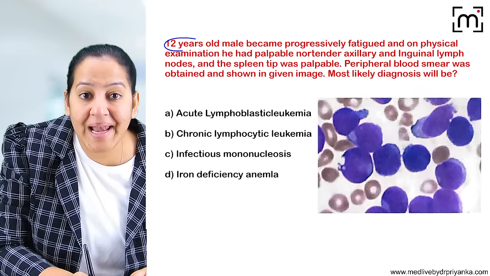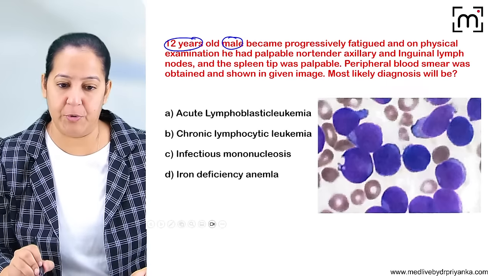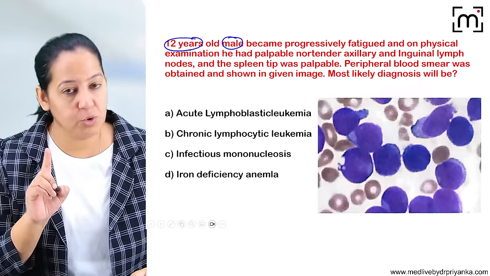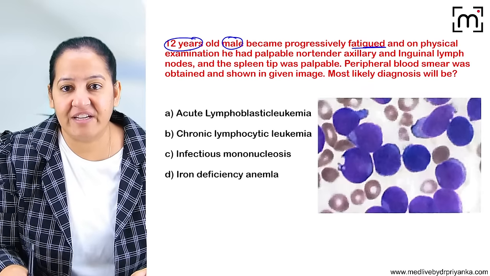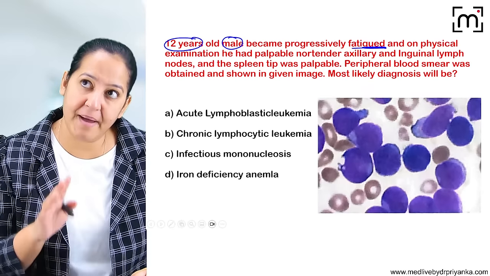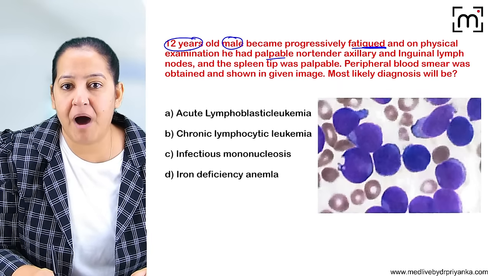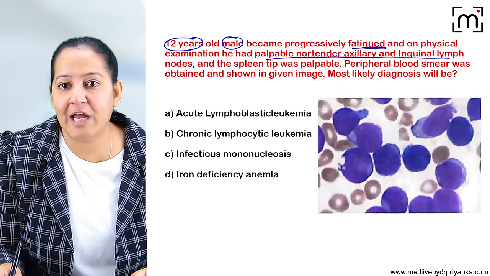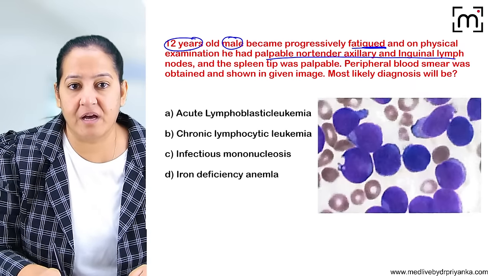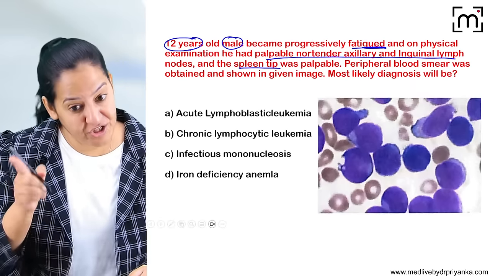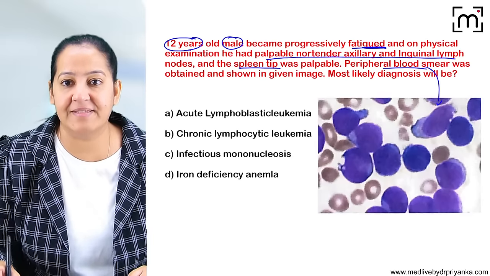See the age. 12-year-old male. Age is important. Gender is important. So we are talking about a child. A male child having fatigue. Fatigue means anemia. So imagine a 12-year-old child having anemia. On physical examination, there is palpable axillary and inguinal lymphadenopathy. So the lymph nodes are enlarged. The spleen is also palpable. So the patient has splenomegaly and lymphadenopathy, and a peripheral smear image is given to you.